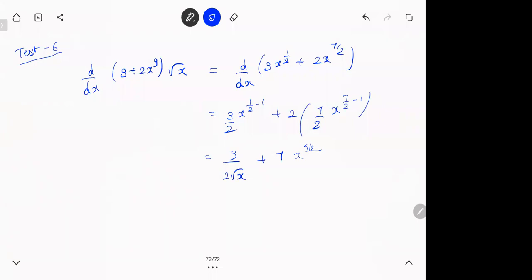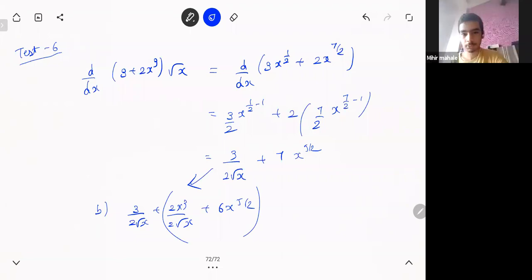So आपको थोड़ा मल्टीप्लाई करके देखना पड़ेगा ना. If you look at it ना, look at the B option. That is 3 by 2 root x plus 2x cube by 2 root x plus 6x power 5 by 2. This is this only. It is not given in a proper way. आपको थोड़ा simplify करना पड़ेगा options को. Clear? Yes.